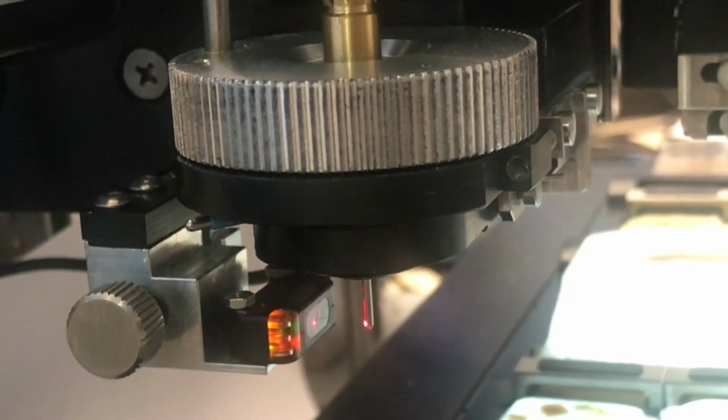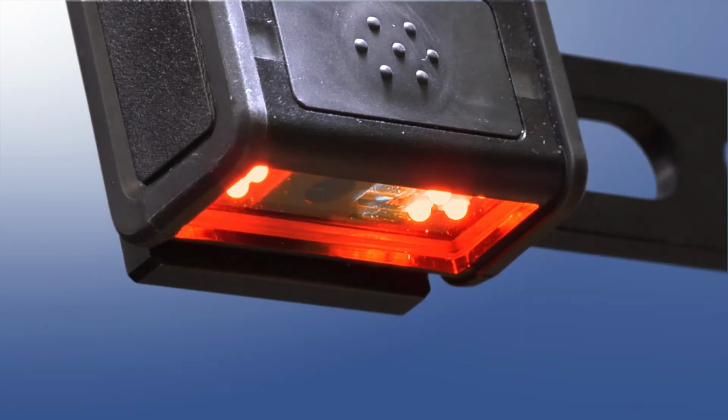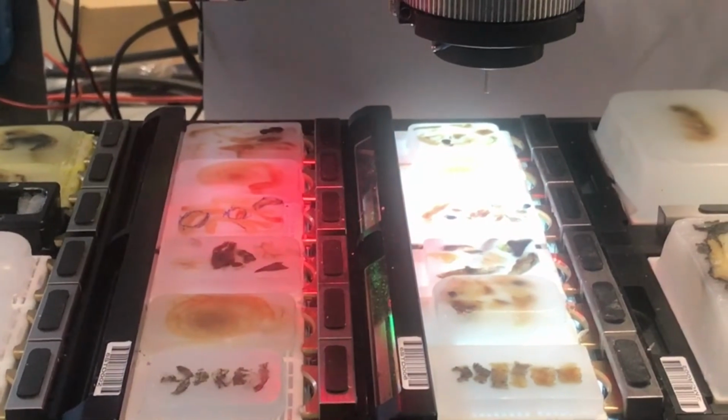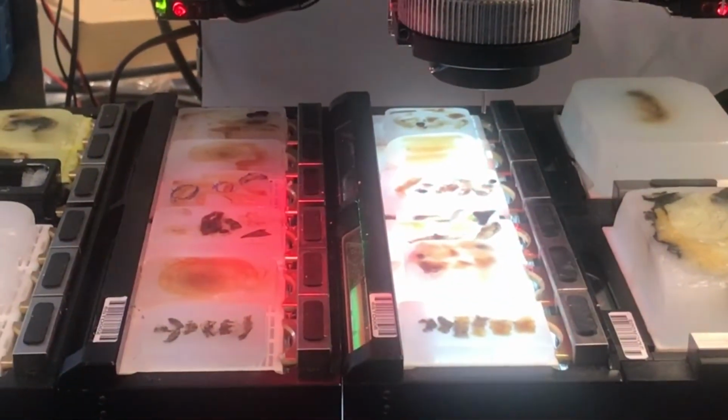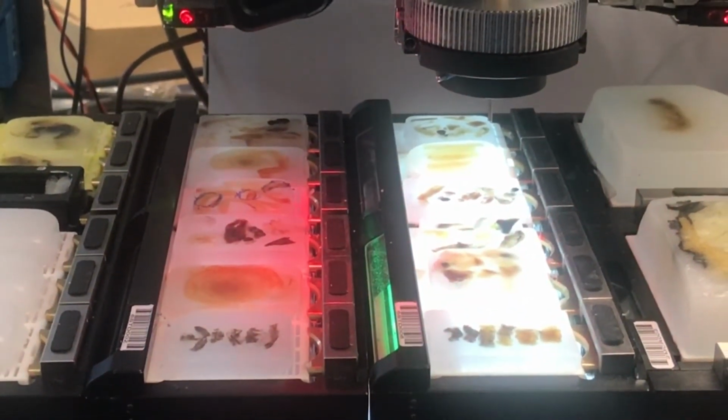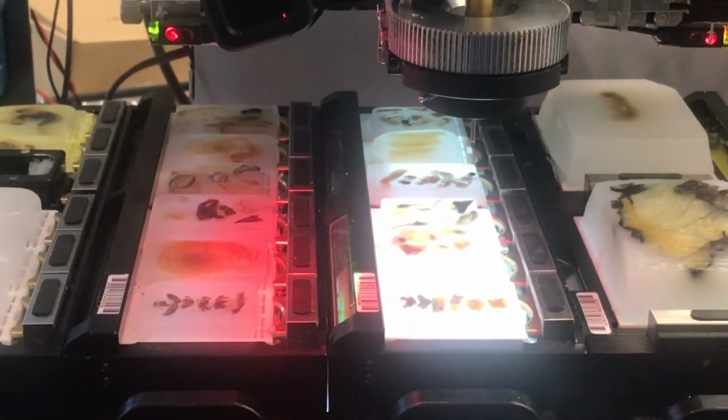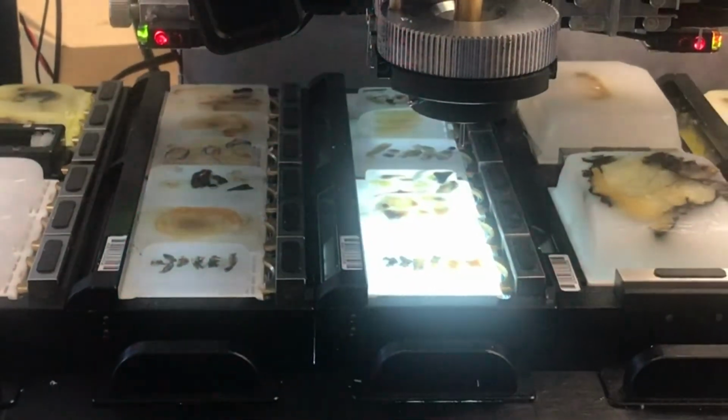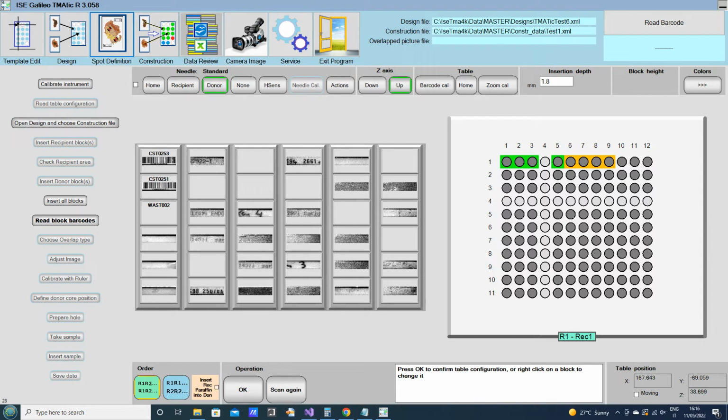After checking the integrity of the needles, the barcodes of all block holders and tissue cassettes are captured and displayed on the screen. This check is very important since it controls that all tissue blocks are part of the TMA project and part of the design. TMAtic starts the automatic punching cycle.